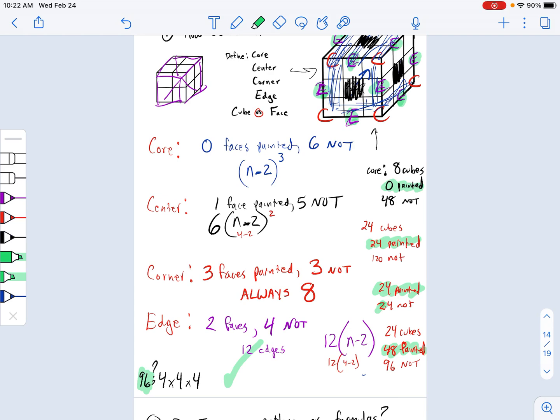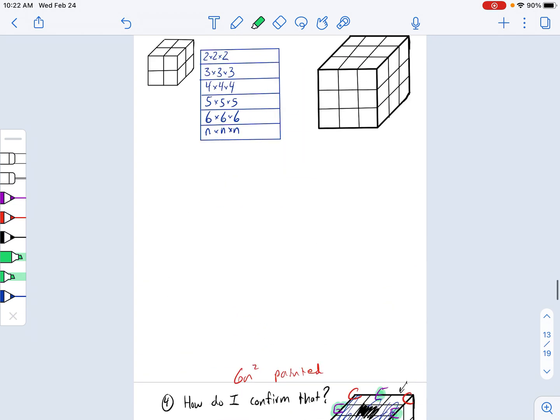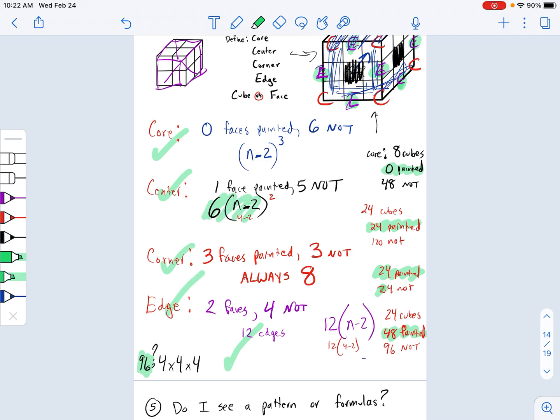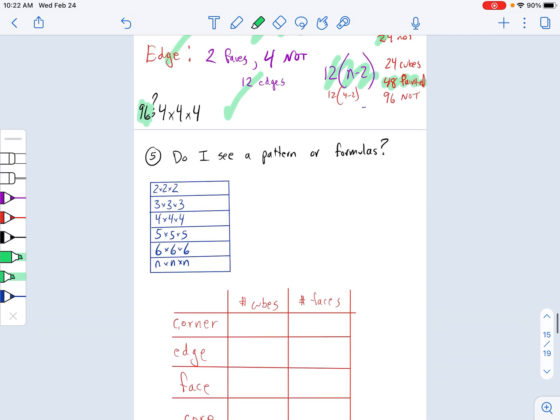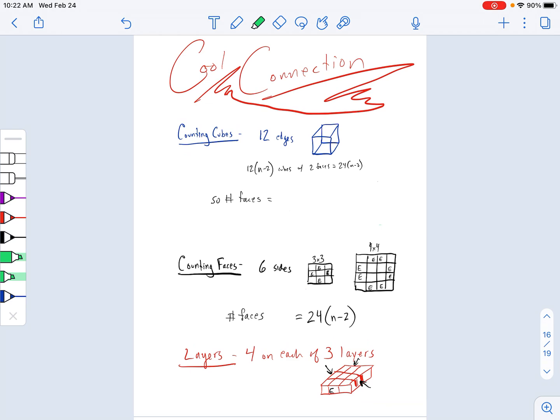Sweet. So not only have I confirmed this 6n squared painted faces, but I've also answered the problems, which was looking at core, center, corner, and edge pieces. And I've developed all of these formulas, which are kind of cool. So here's a cool connection. There's different ways to do this.